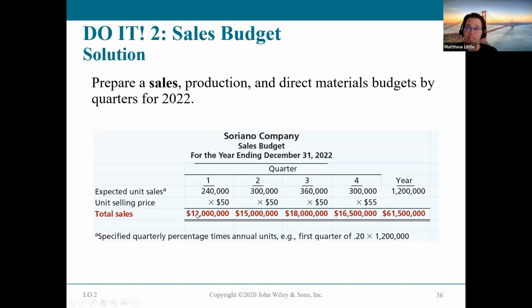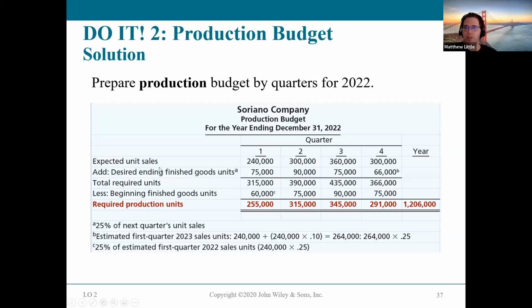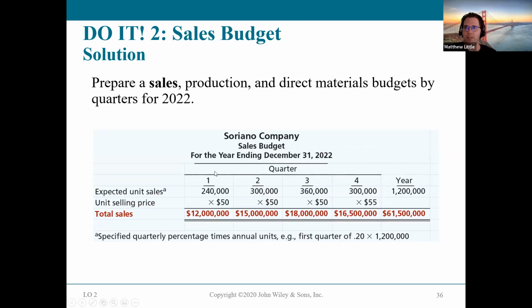So again, we want to start with the sales budget. You can look at our seasonality here of unit sales, 1.2 million for the year, and you can see lower in quarter 1, higher Q2, higher Q3, and back down in Q4. At our selling prices accordingly, 50, 50, 50, and 55. Our total sales revenue then would be 61,500,000. For our production budget by quarter, we looked at our expected unit sales, so 240,000 for quarter one, which reconciles with this sales budget.